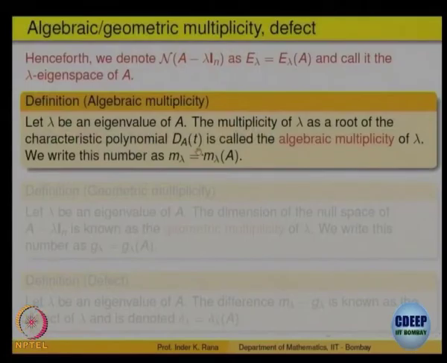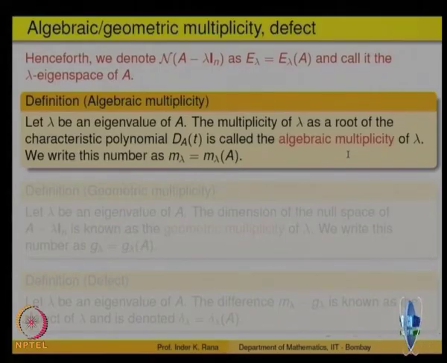So let us give some names to these things. The null space of A minus lambda I, that is the solution space, we will denote as E lambda, the eigen subspace for the eigenvalue lambda. All the vectors which form a solution of A minus lambda I applied to x equal to 0 form the null space of that matrix. If lambda is an eigenvalue, it is a root of the characteristic polynomial, and a root may be repeated. The number of times it is repeated is called the algebraic multiplicity of that eigenvalue.